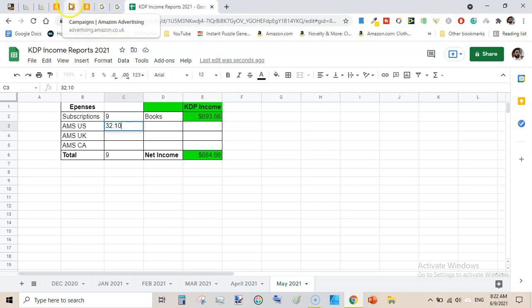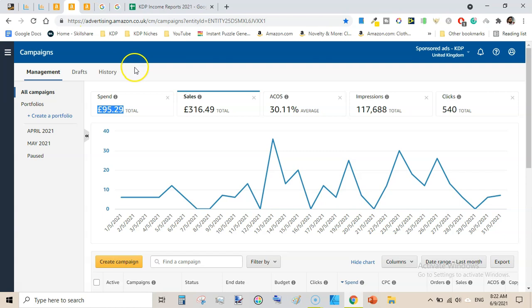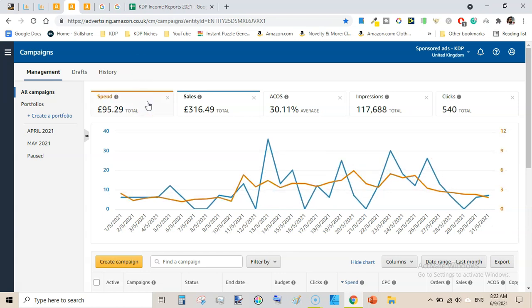Okay, now let's have a look at the Amazon UK marketplace. I spent £95.29 because I have some books that are selling well in the UK marketplace. It generated a sales of £316.49 with an A cost of 30.11. It means I was losing a bit of money, but it was overall very good for me because I was generating sales, and you know, sales is a very important factor in the Amazon ranking.